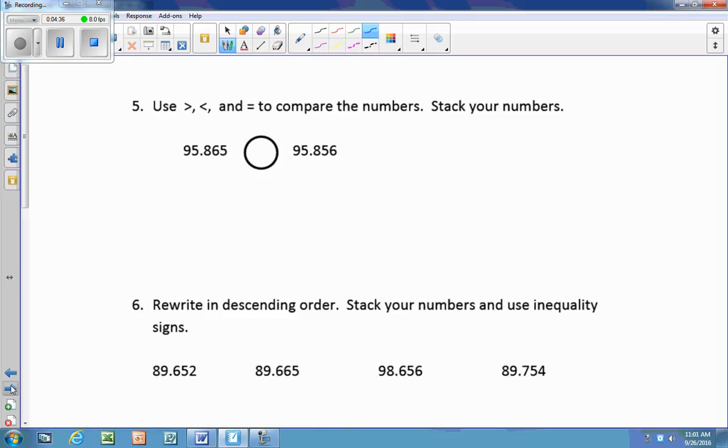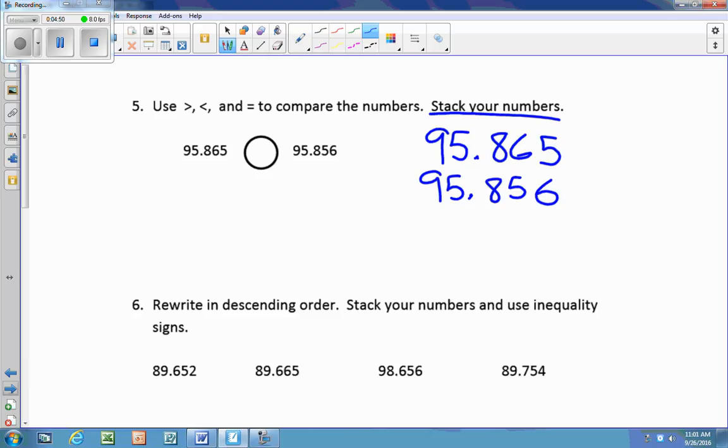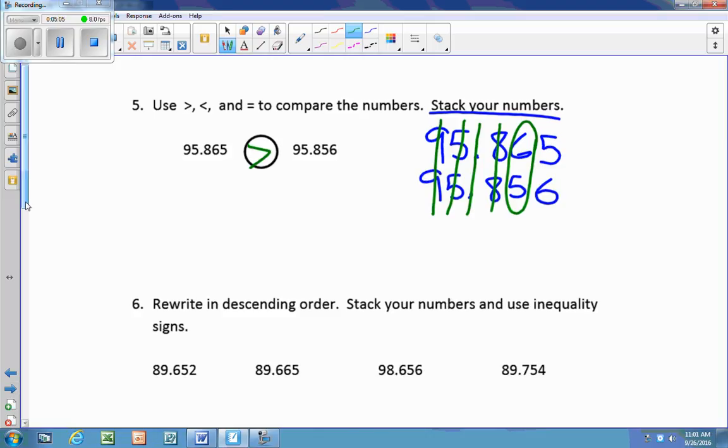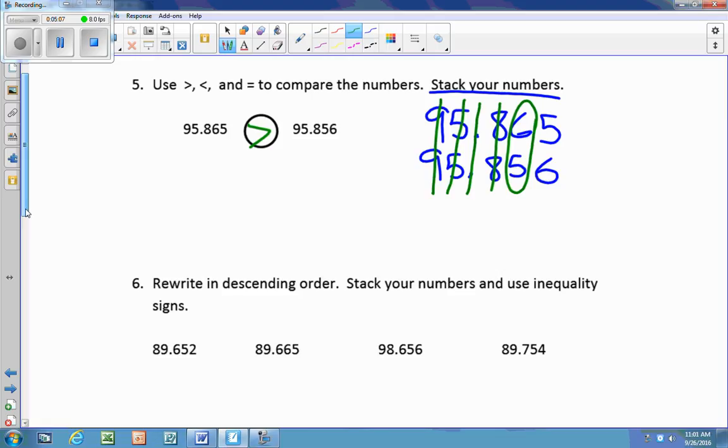Next, we're now going to compare these two numbers without a place value chart, but it does say to stack them. So on the side over here, I am going to stack them. And when I stack them, I notice that the 9's are the same, 5's are the same, here's my decimal, the 8's are the same, but then this number, the 6 is larger, so that I know that 95 and 865 thousandths is greater than 95 and 856 thousandths.